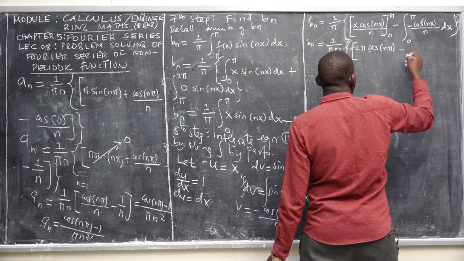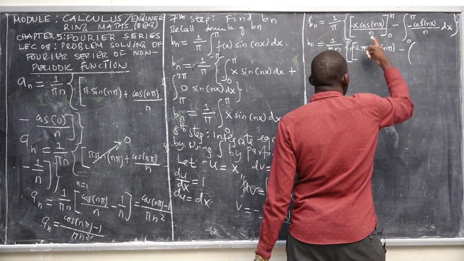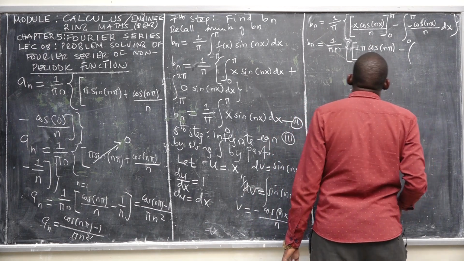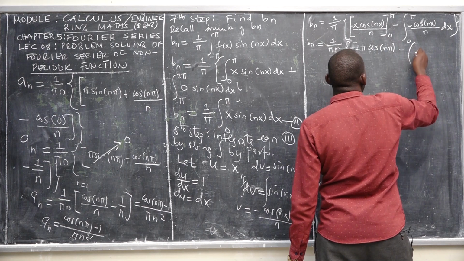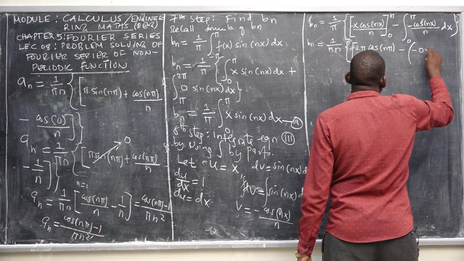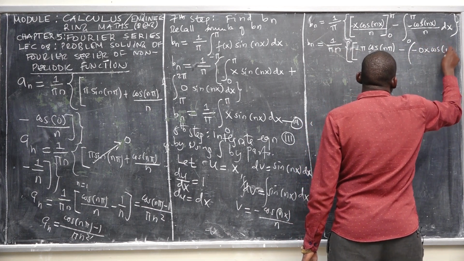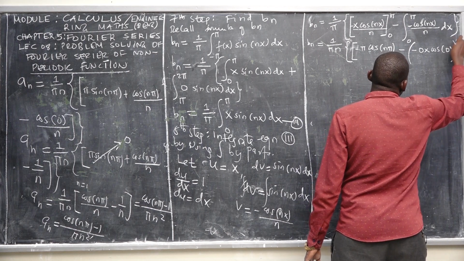You see, Faraja was writing, so she's still thinking about n within the bracket, while we have taken n out of the bracket. Then here we have negative 0 times cosine of 0. Just like this.